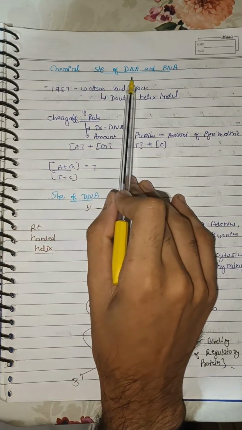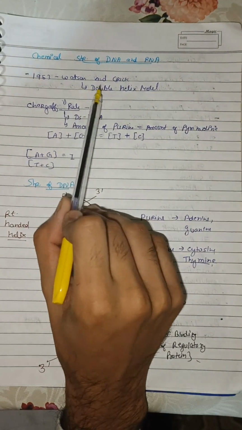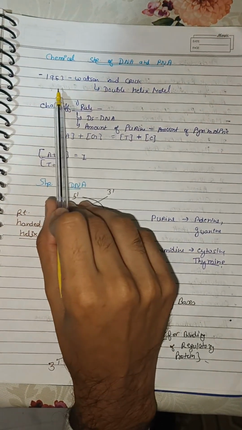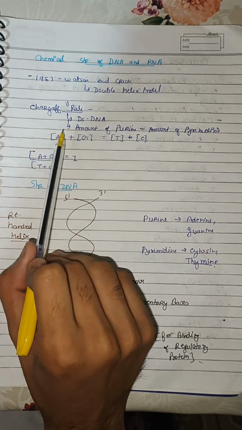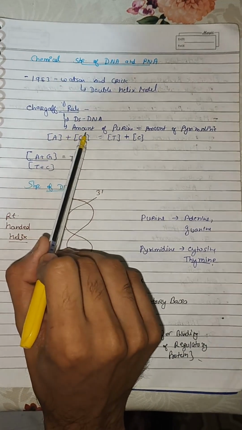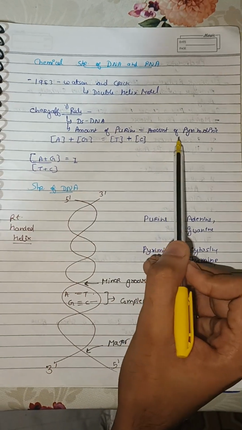There is the chemical structure of DNA and RNA. The DNA model was discovered by Watson and Crick in 1953, that is the double helix model. There is a rule called Chargaff's rule. According to Chargaff's rule, the amount of purine is equal to the amount of pyrimidine.